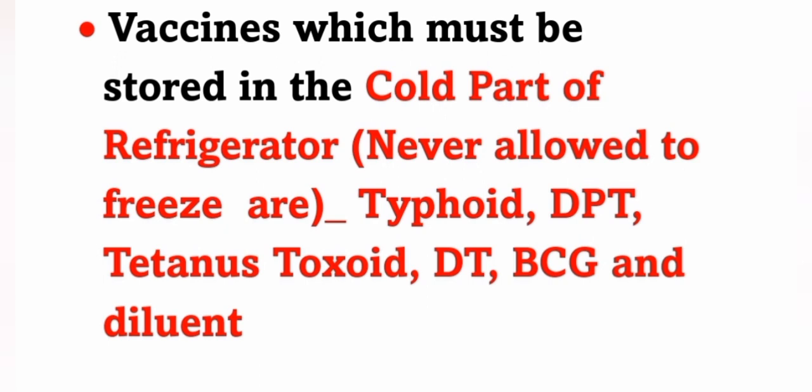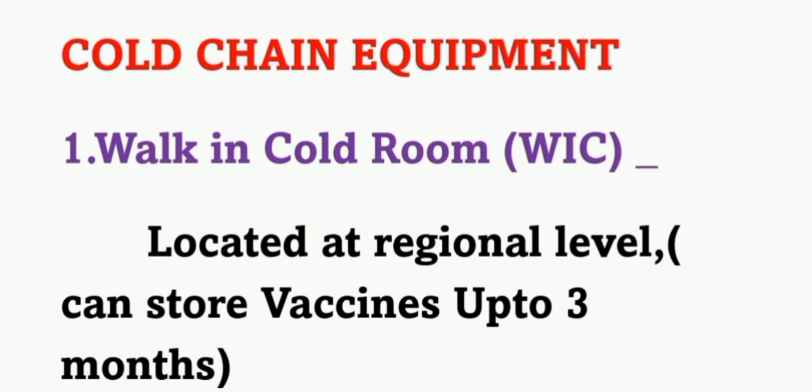Next important point, vaccines which must be stored in the cold part of the refrigerator. That includes typhoid, DPT, tetanus toxoid, DT, BCG and diluent. These vaccines are kept in the cold part of the refrigerator and are never allowed to freeze. And next important area is cold chain equipment. Questions frequently come from this area.